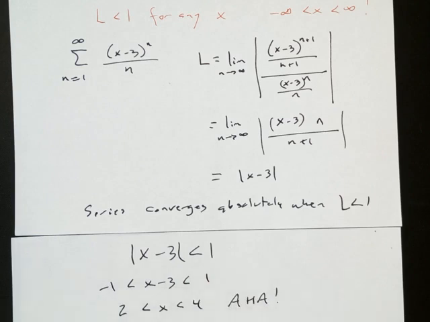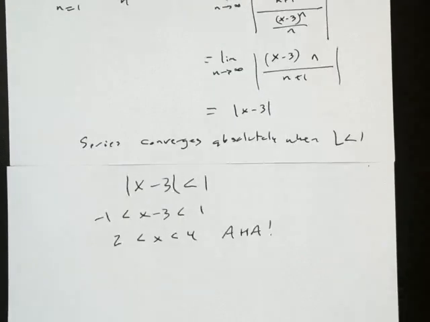So my series converges absolutely when x minus 3 is less than 1, between 2 and 4. It diverges when L is bigger than 1, right? So it diverges when x is bigger than 4 or smaller than 2. But wait, there's more. What if L equals 1?